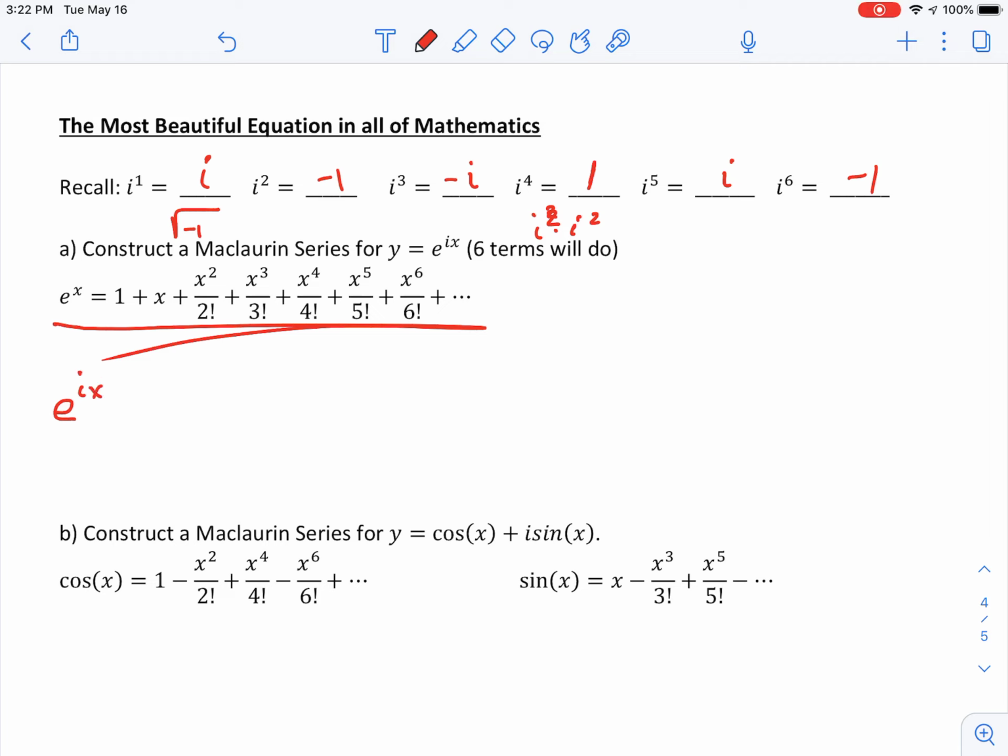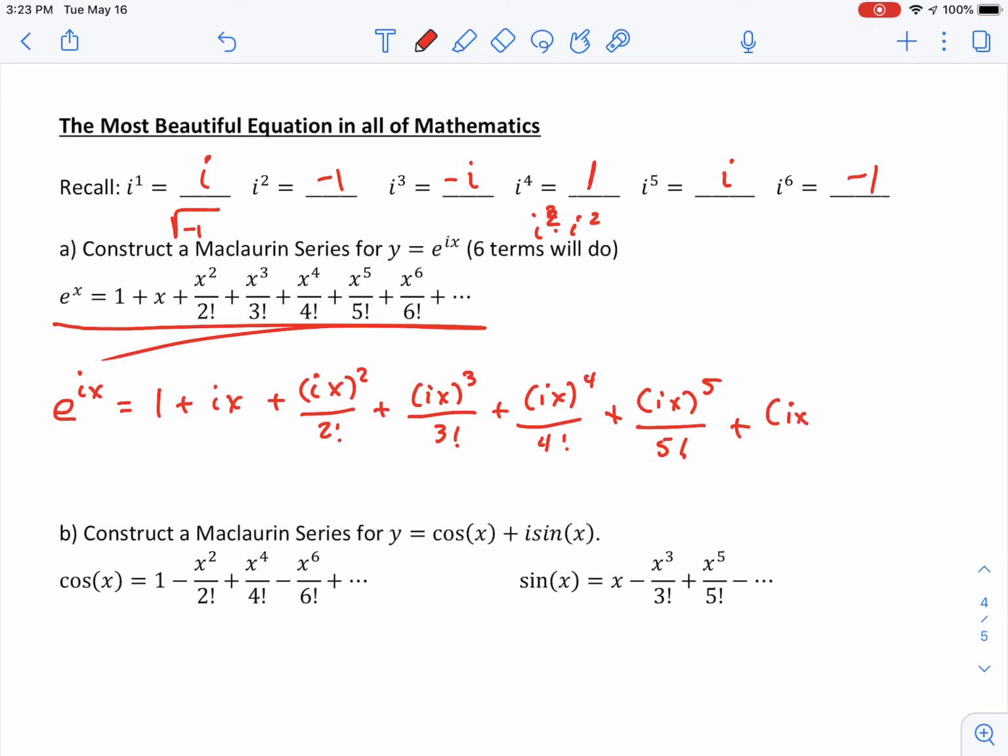So when we do that with ix, we're going to get 1 plus ix plus (ix) squared over 2 factorial plus (ix) to the third over 3 factorial. We can keep going on and on with this. I think about 5 terms will probably do it. Well, maybe we'll do one more. We'll do up to x to the 6th degree. Maybe it'll show it a little better. But this goes on and on forever, okay?